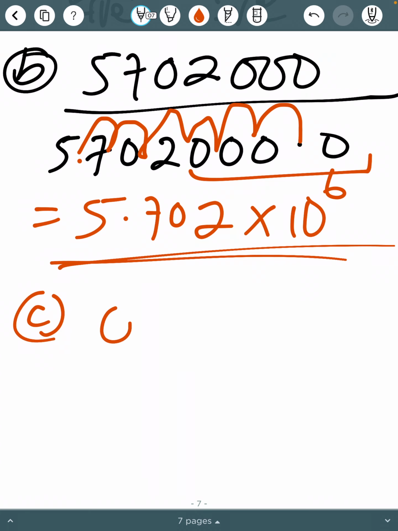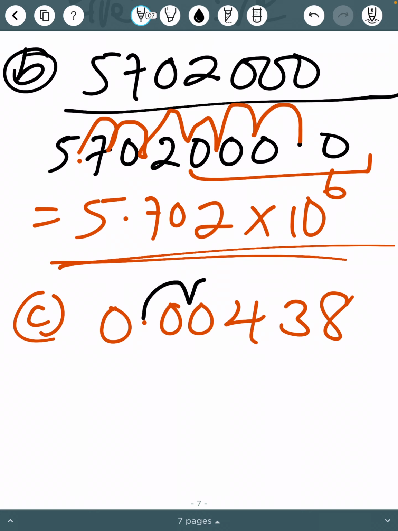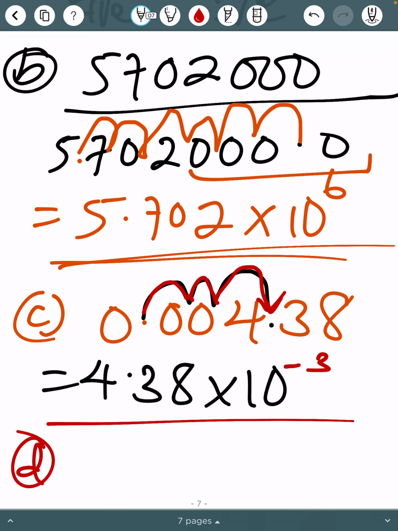Next question says I should write 0.00438 in standard form. I will move this decimal forward. 1, 2, 3. So my answer will be equal to 4.38 times 10 raised to the power, but now I'll be writing minus 3 because I moved the decimal forward. 1, 2, 3. So my answer will be 4.38 times 10 raised to the power minus 3. Let me look at question D.